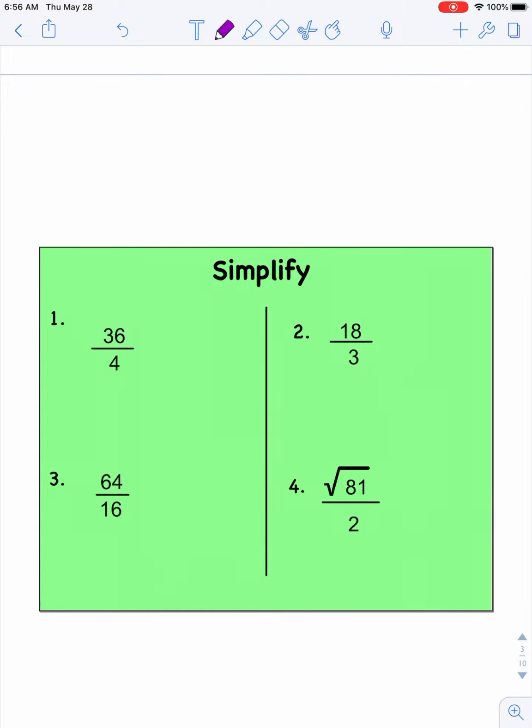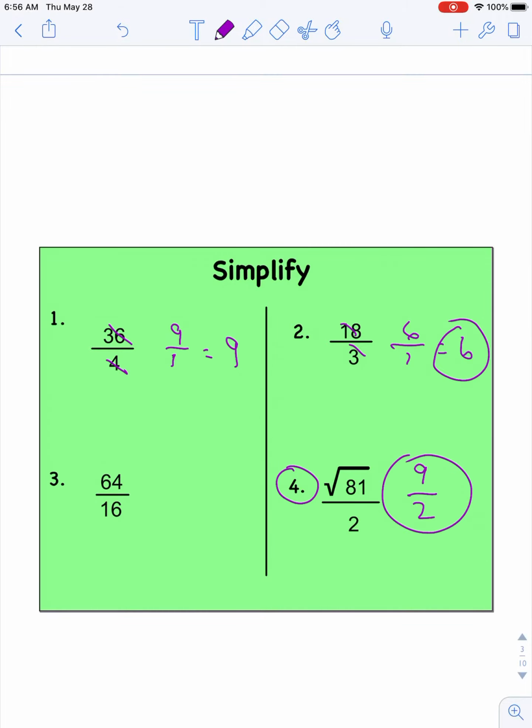So, going back to things that we knew how to do before. This is a fraction. 36 divided by 4, we can reduce that. That becomes 9 over 1, or simply 9. 18 over 3 simplifies to 6 over 1, or just 6. So let's take a look at number 3, which is the same. Let's take a look at number 4. Well, what about the square root of 81? Well, we know that's 9 over 2. We can't simplify that anymore without getting a decimal or a mixed number, so we're just going to leave it. So that's what we're doing today: we're working on what's called the quotient property, or the quotient rule.